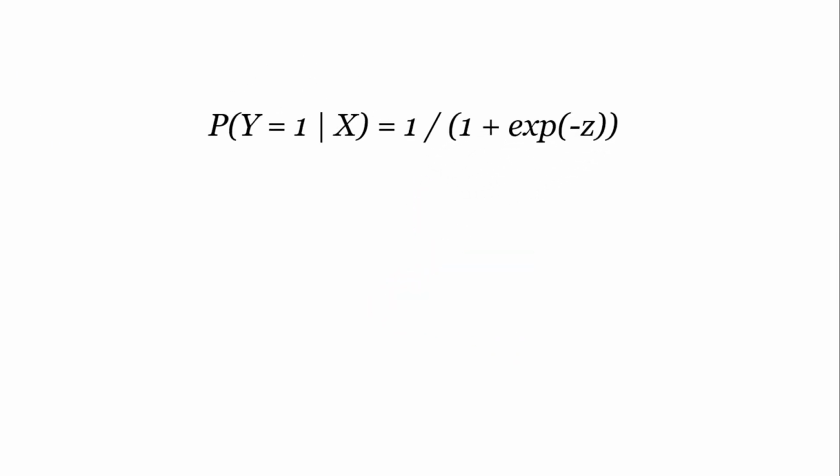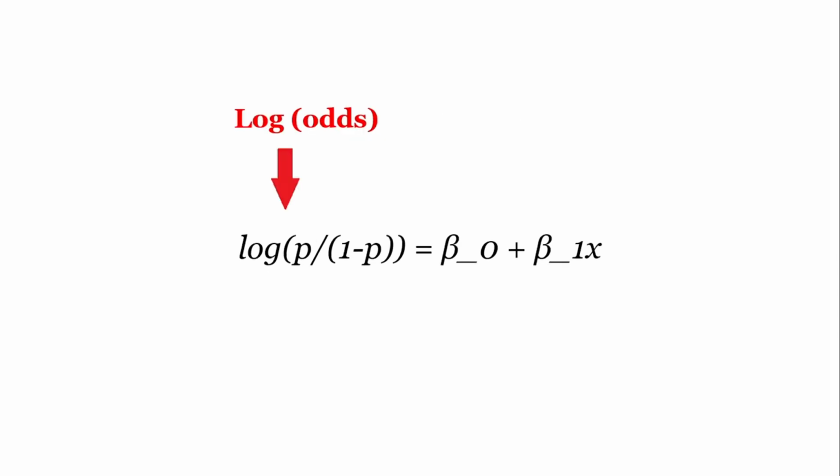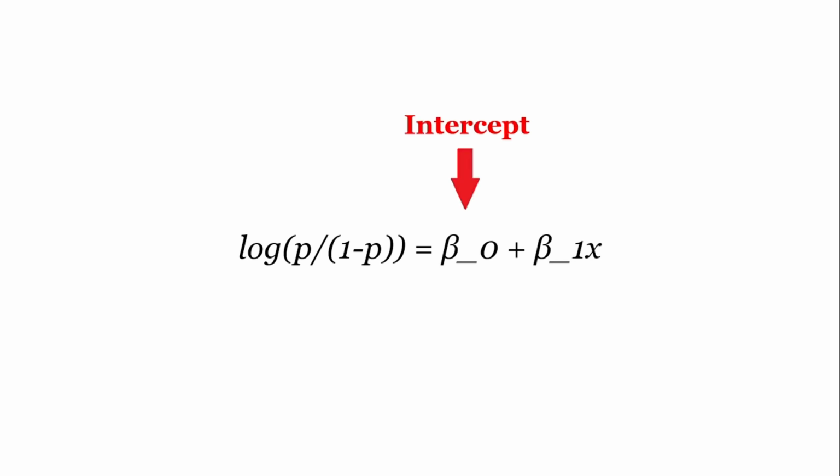The equation for a logistic regression model is P(y=1|x) equal to 1 over 1 plus exponential minus z, where z equal log p over 1 minus p equal to beta 0 plus beta 1 times x. The log p over 1 minus p is called log odds, where p is the probability of event to happen, which is the bird being present. X is a predictor variable, which is the temperature of that area. Beta 0 is the intercept, which is the value of the log odds when temperature equals 0. Beta 1 is the coefficient, which is the change in the log odds for every 1 degree increase in temperature.